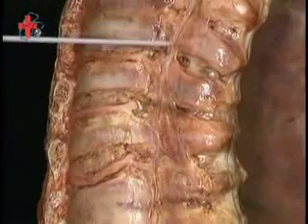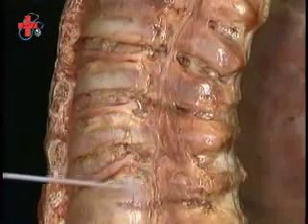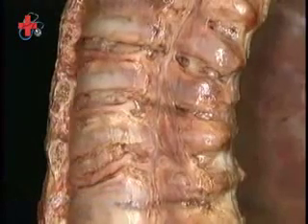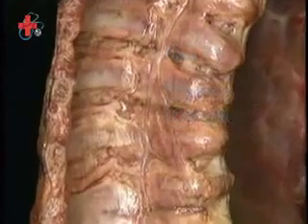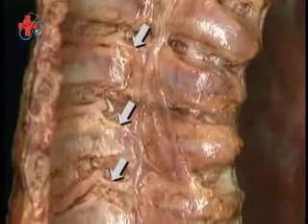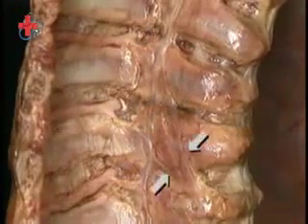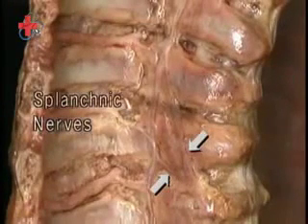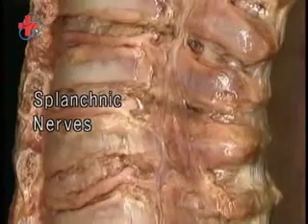The sympathetic trunk runs alongside the vertebral column all the way from T1 down to the sacrum. This thickening is one of the ganglia of the sympathetic trunk. These fine connections between the sympathetic trunk and the anterior rami of the spinal nerves are the rami communicantes. The nerves passing medially from the sympathetic trunk are the splanchnic nerves, on their way to the celiac and mesenteric ganglia.